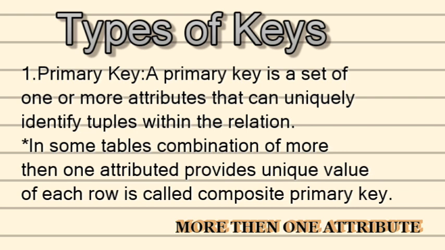In some tables, a combination of more than one attribute provides a unique value. In that case, it is called a composite primary key. When there is more than one attribute, that is called a composite primary key. So let's understand with the help of an example what we mean by a primary key.